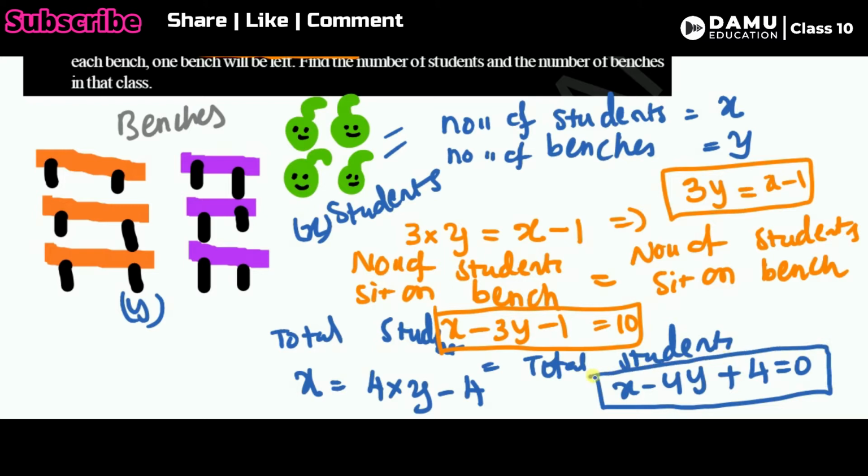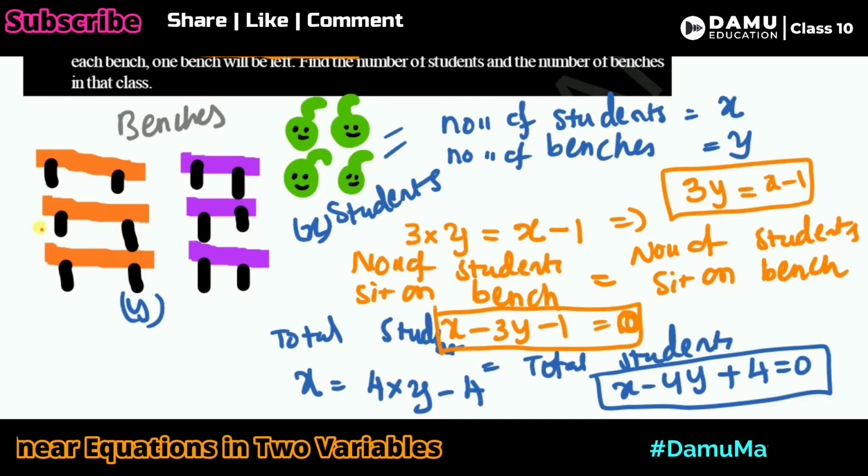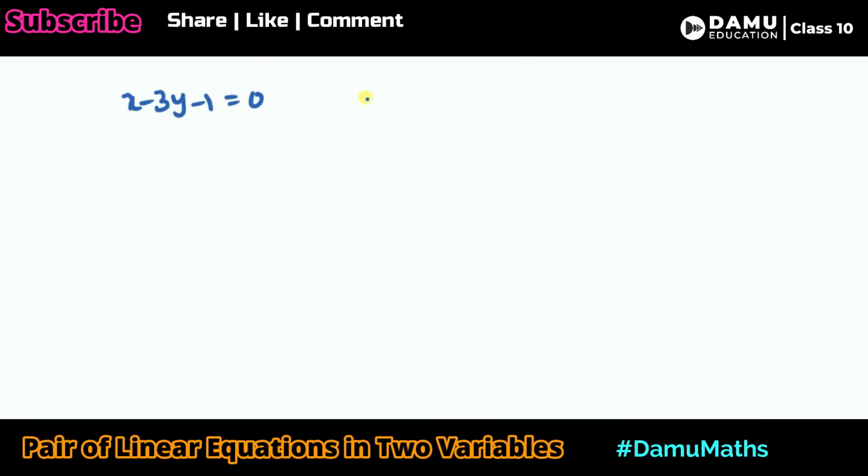Let's find the x values. The first equation is x minus 3y minus 1 equal to 0. Then the second one is x minus 4y plus 4 equal to 0. Sorry, here it is 0, not 10. So x minus 4y plus 4 will be equal to 0. So this is the case.